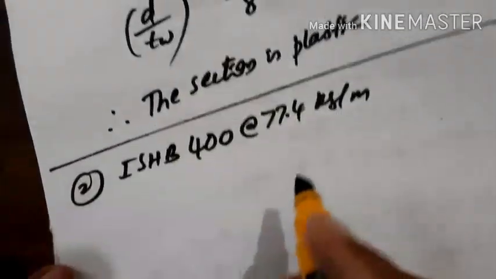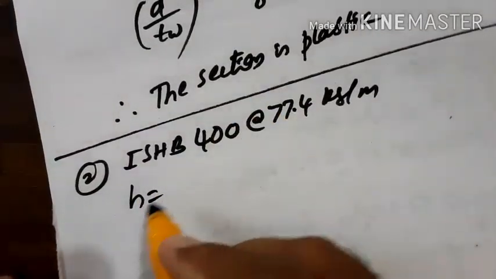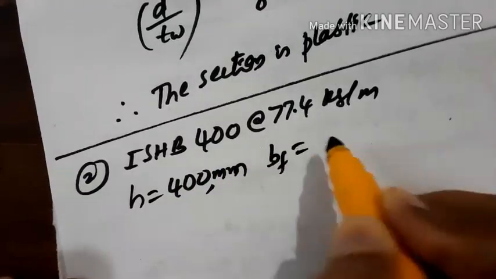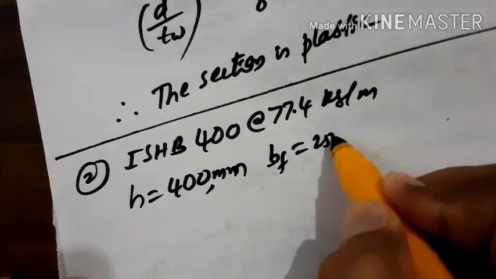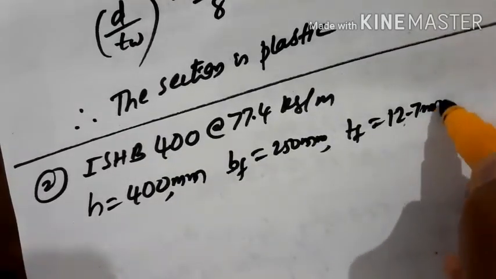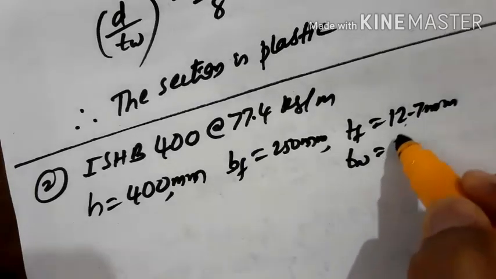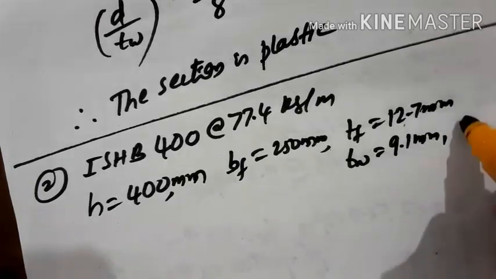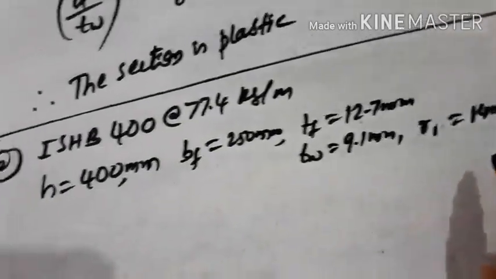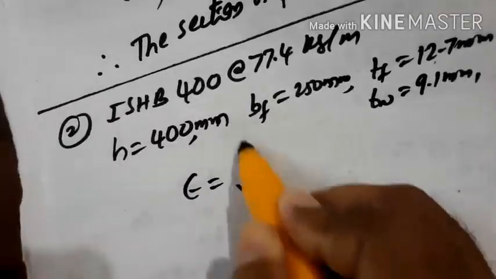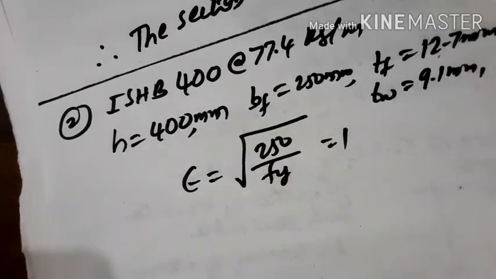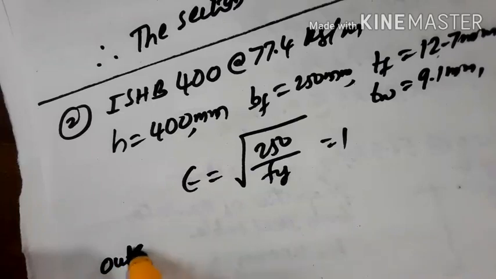So I'll take properties from the steel table, that is depth, height of the section is 400 mm, then the width of the flange is 250 mm, then the thickness of flange is 12.7 mm, then thickness of web 9.1 mm, then you have to take the root radius as 14 mm. So these all you take from the steel table. Then calculate epsilon, again same, 250 by Fy, 250 by 250, you will get 1.